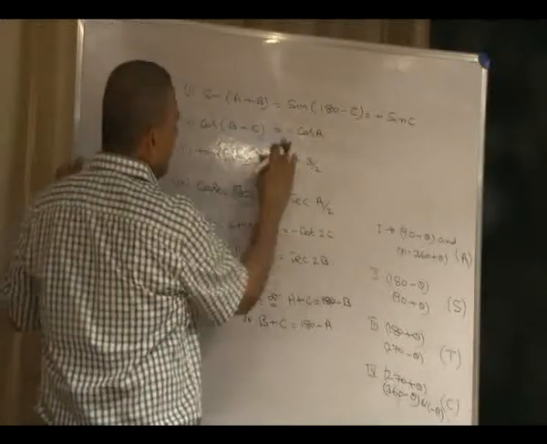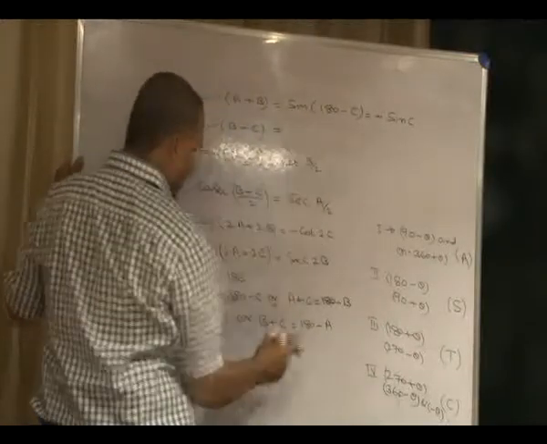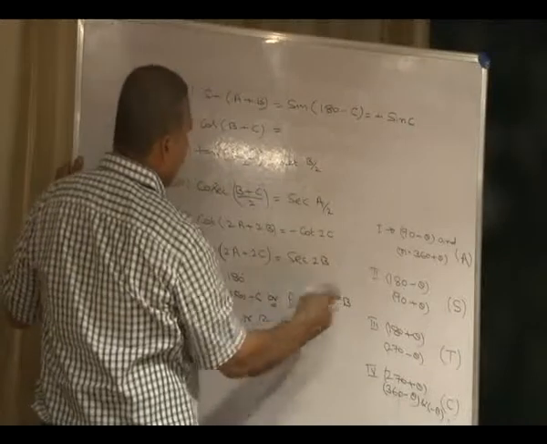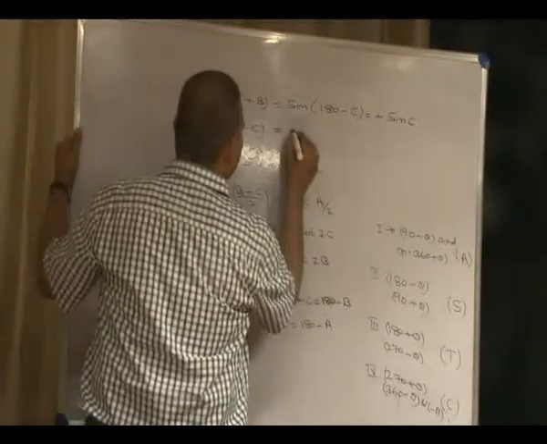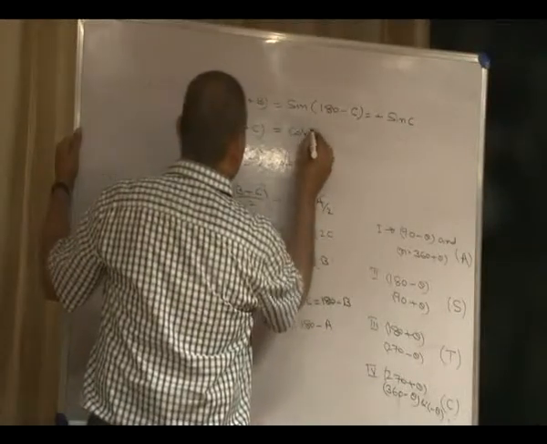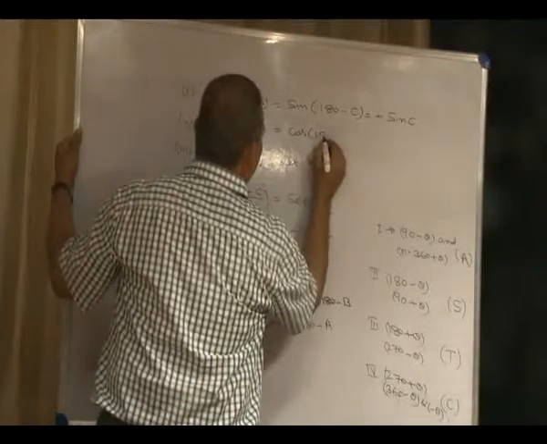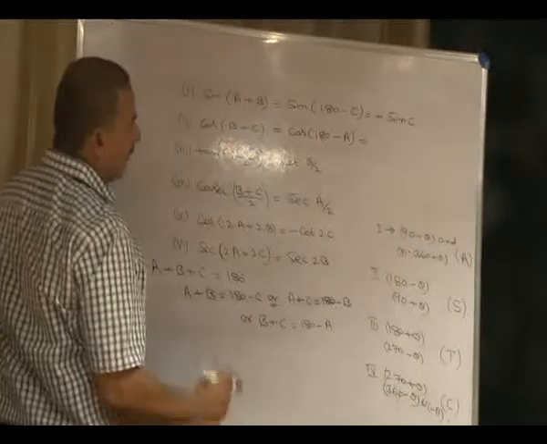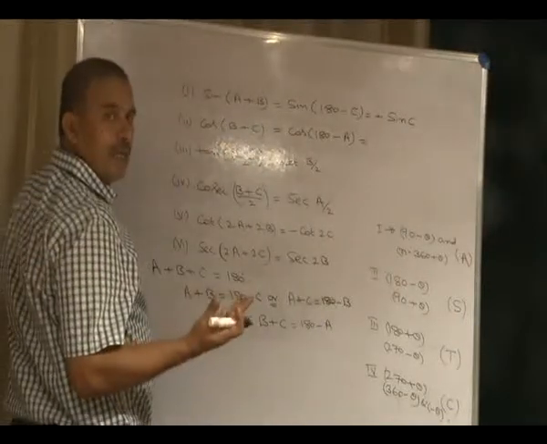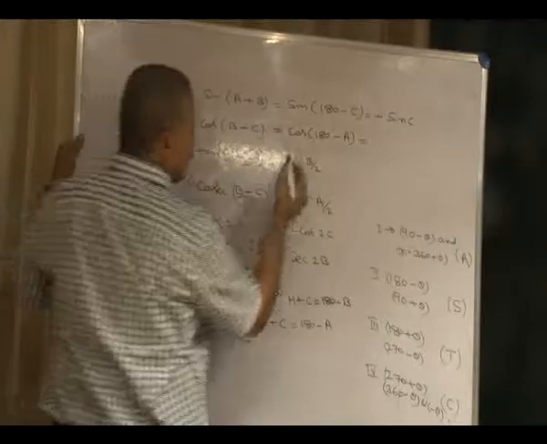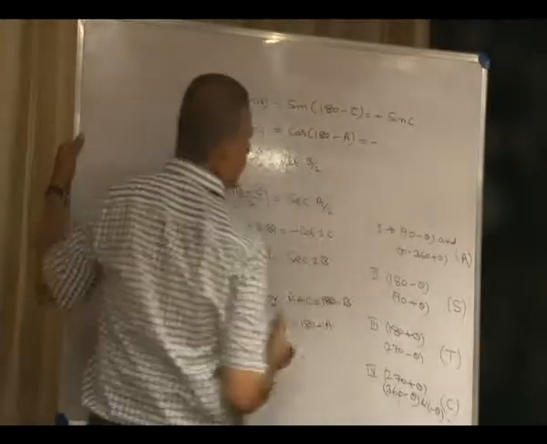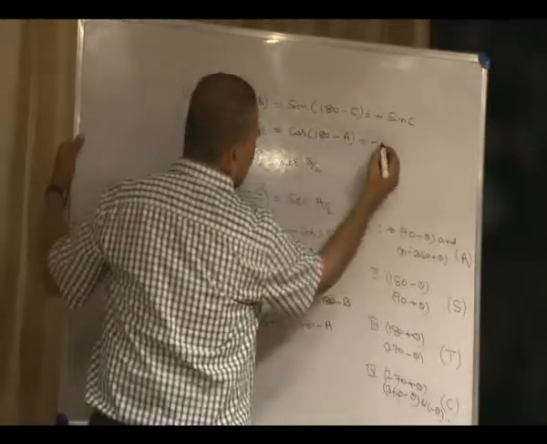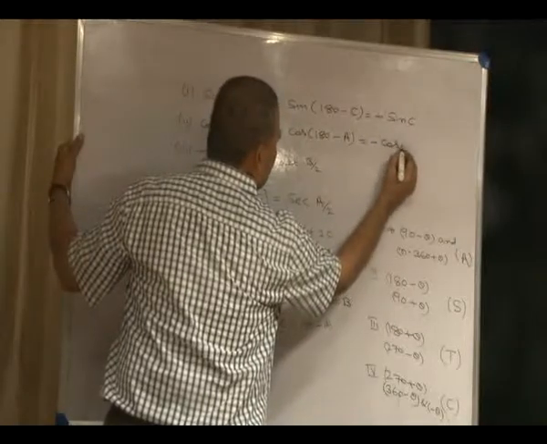Next, cos of (B plus C). Angle B plus C is 180 minus A. Cos of (180 minus A). Angle 180 minus A comes under the second quadrant. In the second quadrant, cos is negative. In 180 minus A, same function, that is minus cos A.